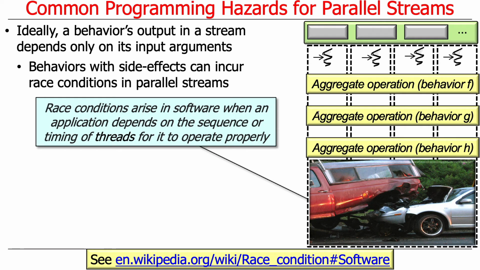Why do you want those things? Because when we move to parallel streams, if you have behaviors with side effects, they can lead to race conditions. And we've talked about race conditions before as one of the examples of hazards in concurrent programs. But basically, a race condition can arise in software when an application, or not a piece of code, it doesn't have to be an app, it could be system software, whatever it is, depends on the sequence or the timing of threads for it to operate properly.